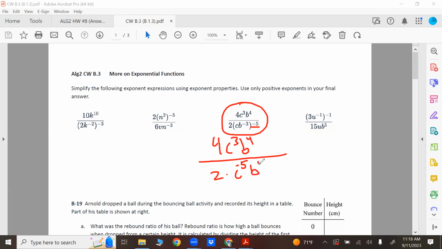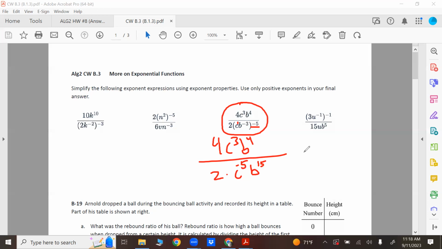Careful here. 15, good. Yeah, you always multiply when you see a parentheses. When you see a power raised to another power, you always multiply the exponents. Because the c by itself is c1, and of course the b is negative 3. But you got negative 5 on the outside. So you got to distribute it to get that. Then you got to keep simplifying, right?